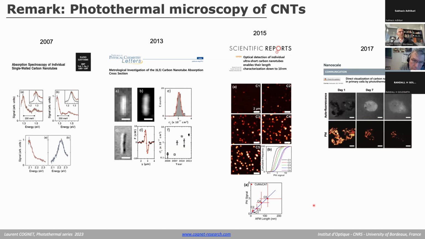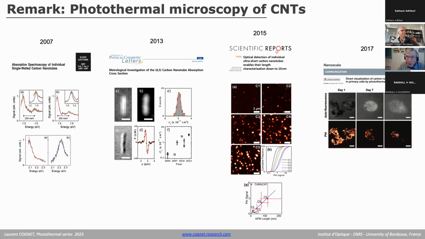You will see that I will come back to that. So these are photothermal images of ultra-short carbon nanotubes, with dimensions around 15 nanometers in length. And also some bio applications here, where we look at the degradation of some carbon nanotubes by primary phagocytic cells, and we see the degradation of the nanotubes by the cells themselves.